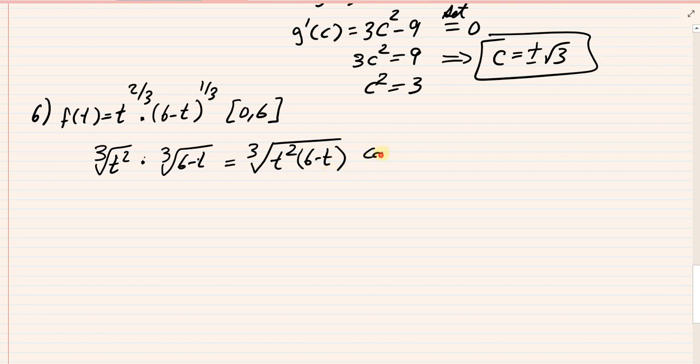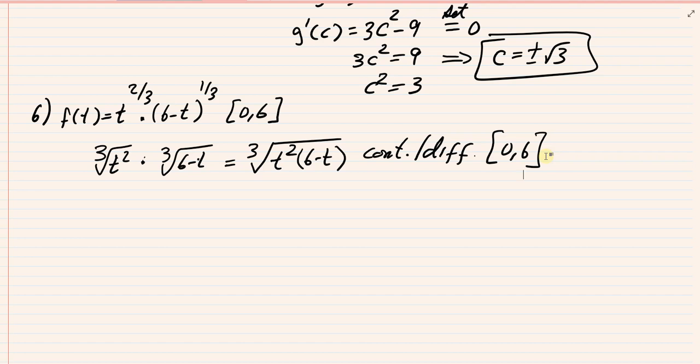Now this function is continuous and it is differentiable from 0 to 6. And remember, it has to be differentiable on the open interval, and this function is differentiable on the open interval.